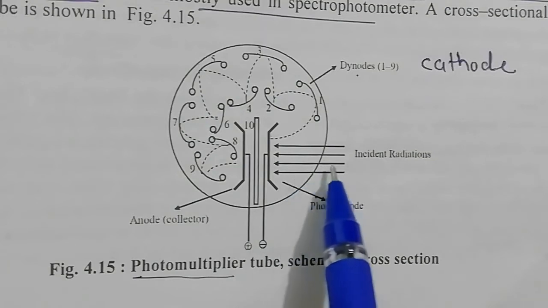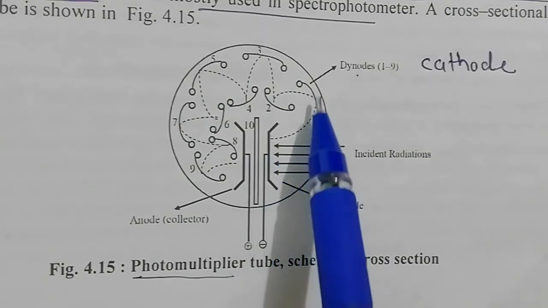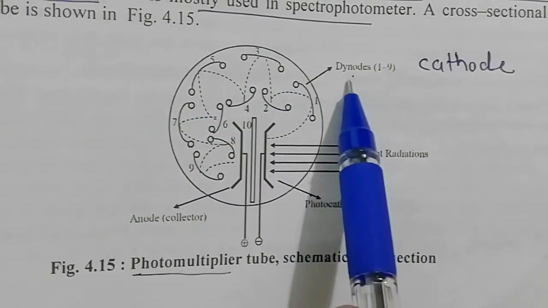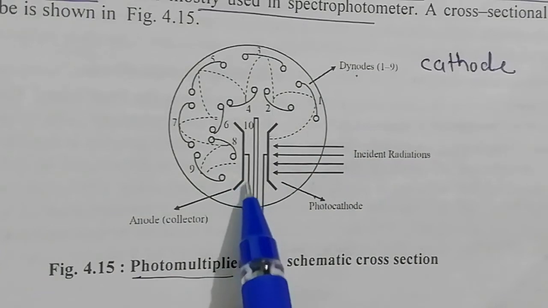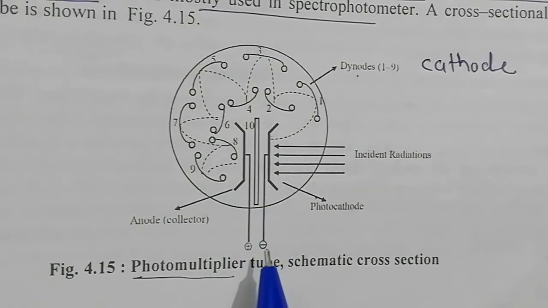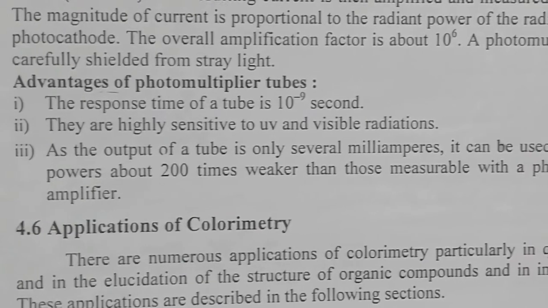A small intensity of light falls on this, a small number of electrons are ejected, and these electrons are multiplied inside this photomultiplier tube using the diodes, which gives us an amplified current. Now what are the advantages of this photomultiplier tube? So let us discuss.